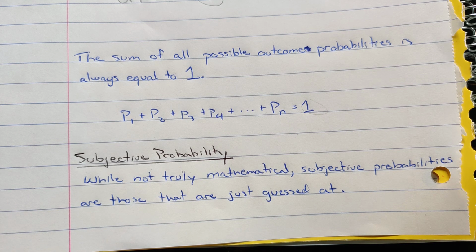So experimental probabilities: the number of times the event we want to occur happened divided by the total number of times that we tried it out.